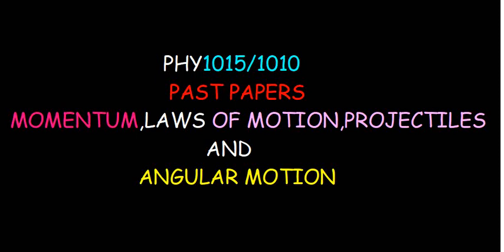So look at momentum, laws of motion, projectile and angular motion past paper questions. The first question we have here: a 50 kg skater traveling at 4.5 meters per second collides with a 65 kg skater traveling at 2.5 meters per second in the same direction.